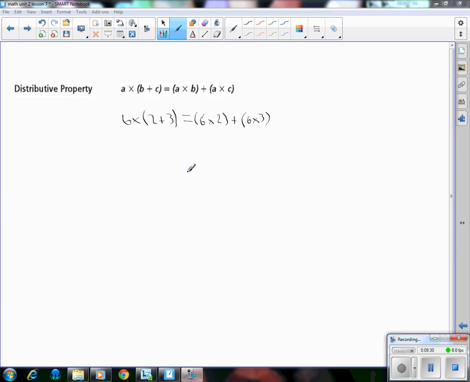Okay, so if we take a look at an example problem here, we can get a little better idea of what that means. A in our example here would be 6. So 6 times 2 plus 3 in parentheses, meaning we would add 2 and 3 together first to give us 5 times 6 is the same as if we multiply both 2 and 3 times 6 separately.